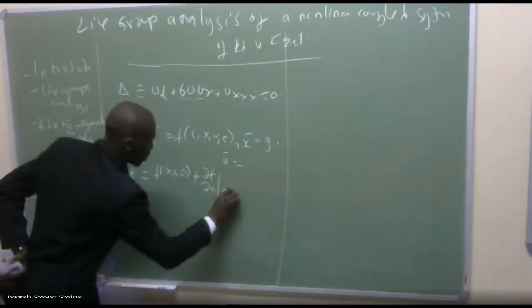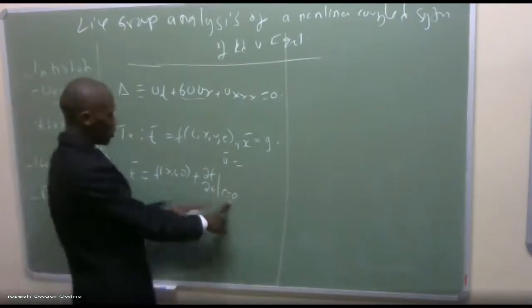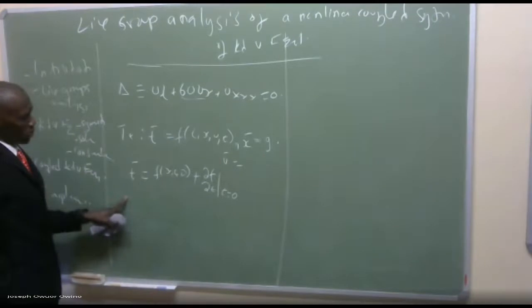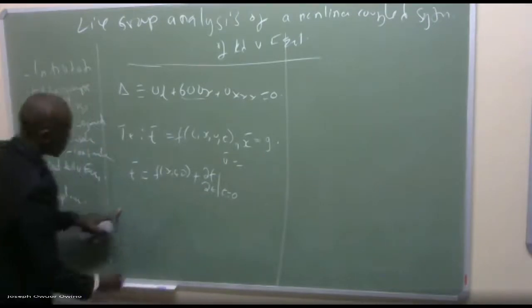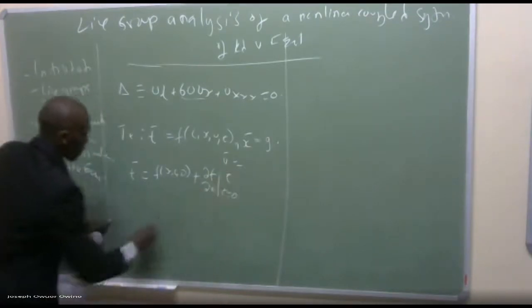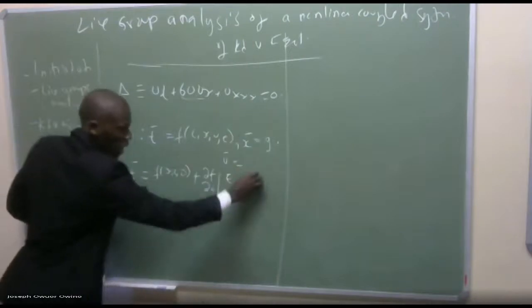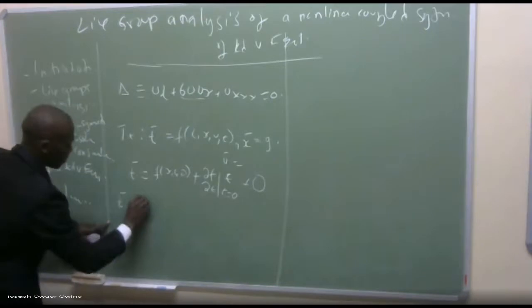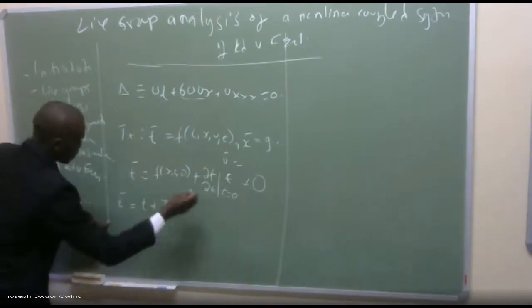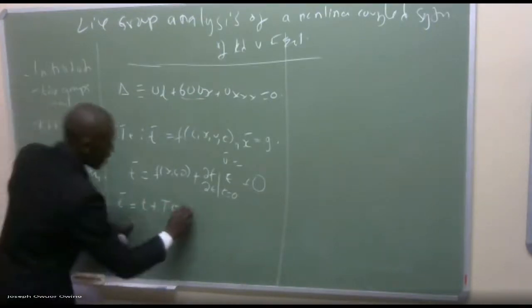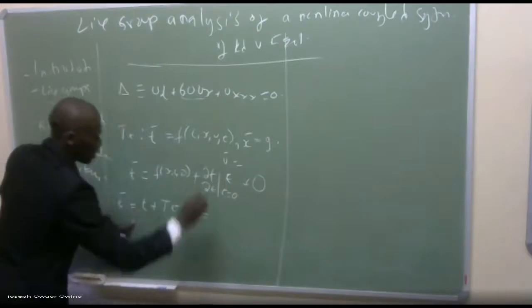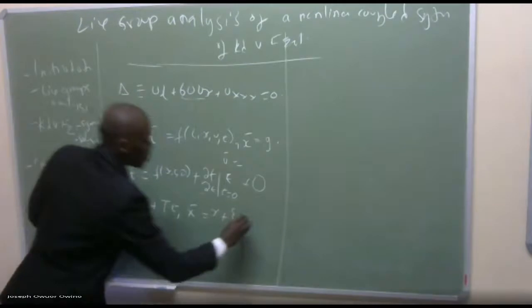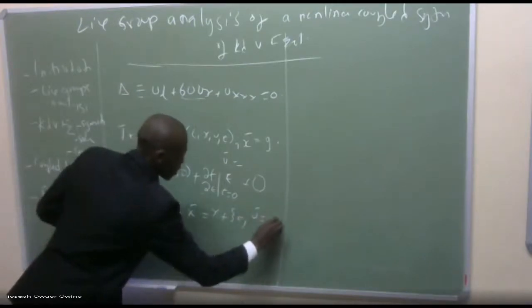We evaluate this at e = 0, where e is the group parameter. We do the same for g and u, and we get what we call infinitesimal transformations. So if I call this some tau, then the variable t will be mapped to t plus some function tau times the group parameter. The variable x will be mapped to x plus some function, and also u will be mapped to u plus some function.